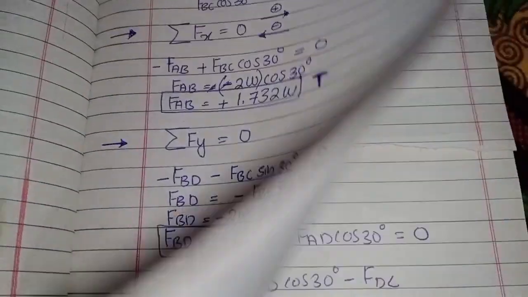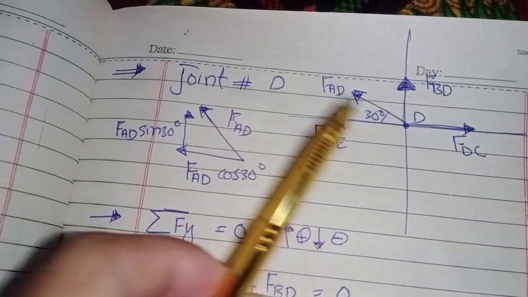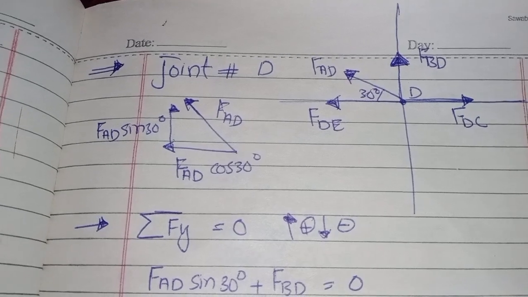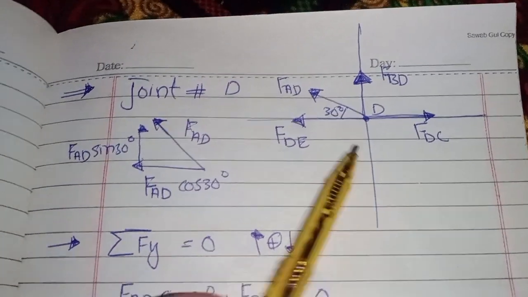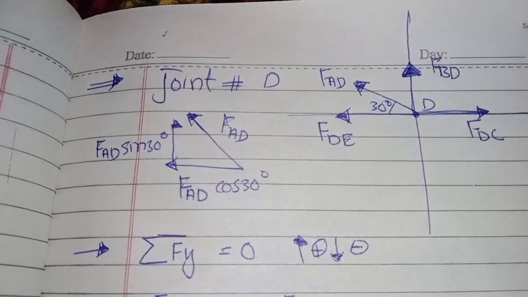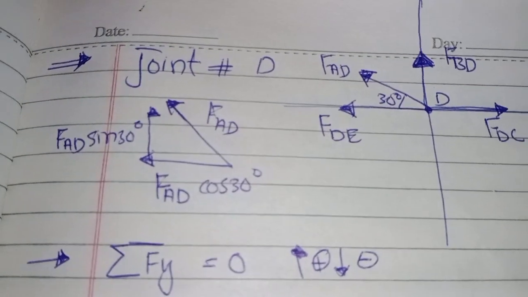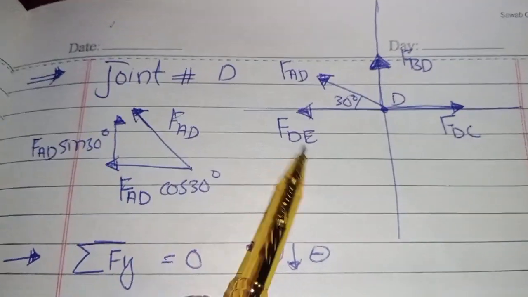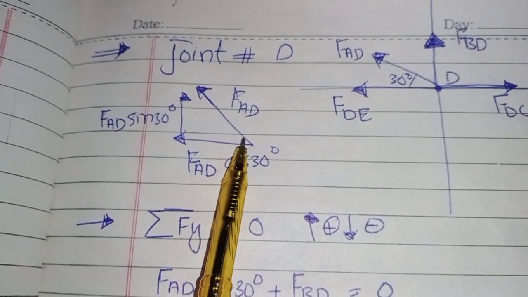Okay. So now I want to take joint D because it also has two known forces and two unknown forces. First of all, I assume that all these forces are in tension. If I get an answer with a negative sign, then my assumption was wrong, and it will be in compression. Okay. So first I want to resolve this into its components. So I resolve it here.